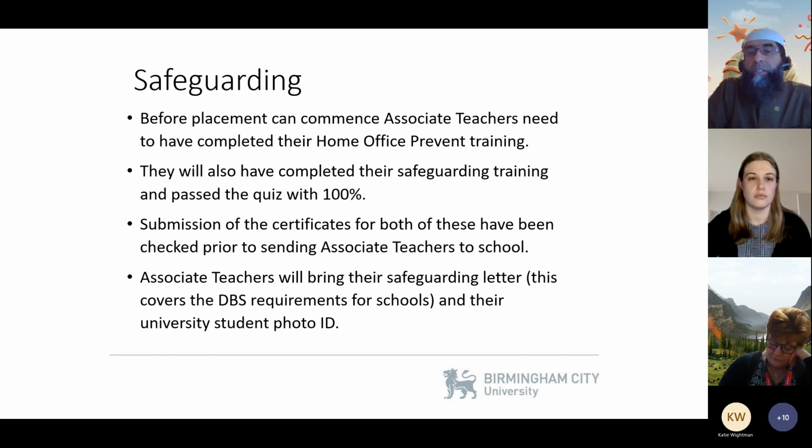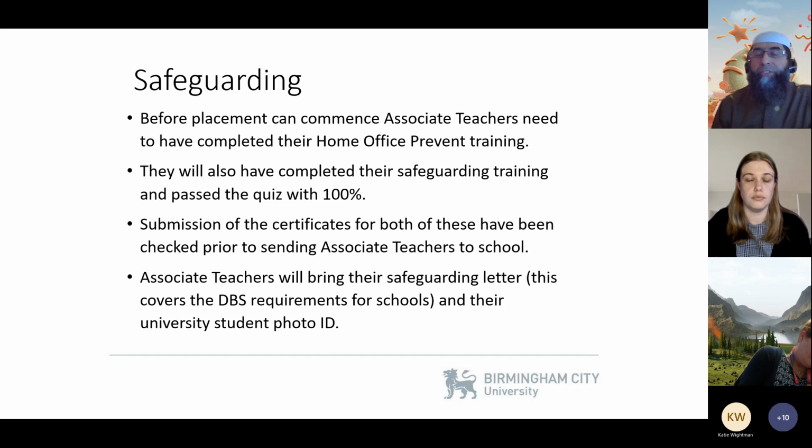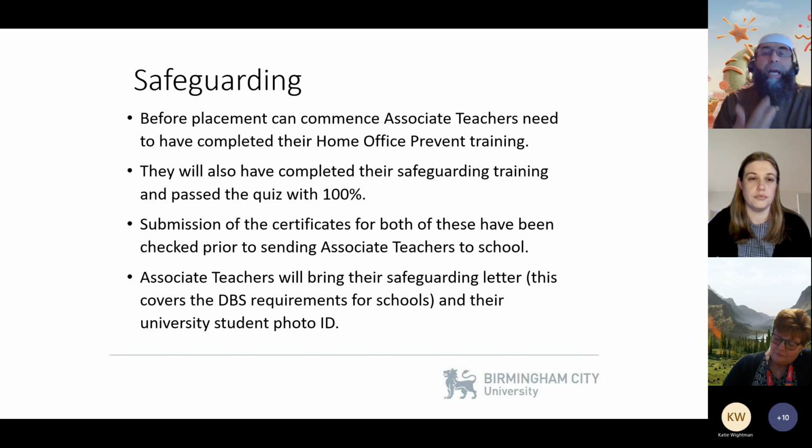We also monitor their attendance in the lectures that are related to safeguarding. And they will have a letter from the university confirming that they have DBS clearance. Although we do encourage our students, associate teachers, to take the safeguarding letter from BCU, but also the DBS, just in case some schools would like to have a look at the document. So we do encourage them to take their photo ID, the DBS letter, confirmation certificate, and the BCU safeguarding letter as well. So it is an expectation that they will show this to the school when they first come on the PPSE day on Monday.